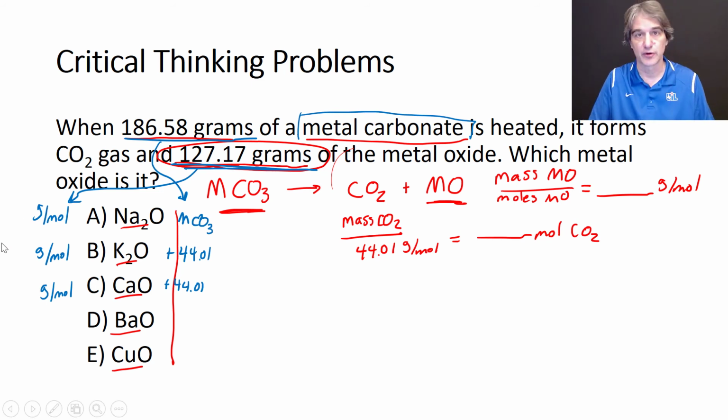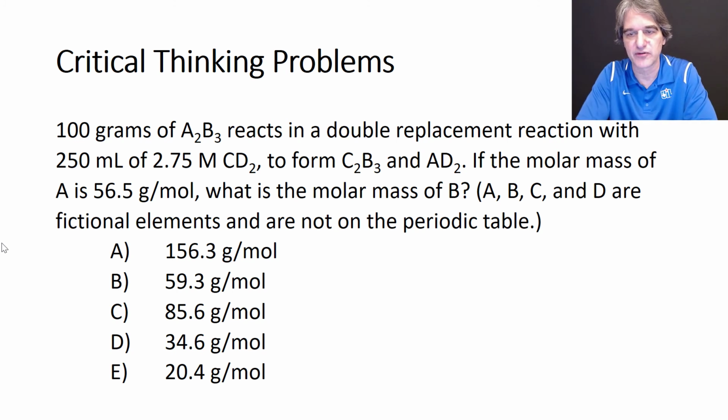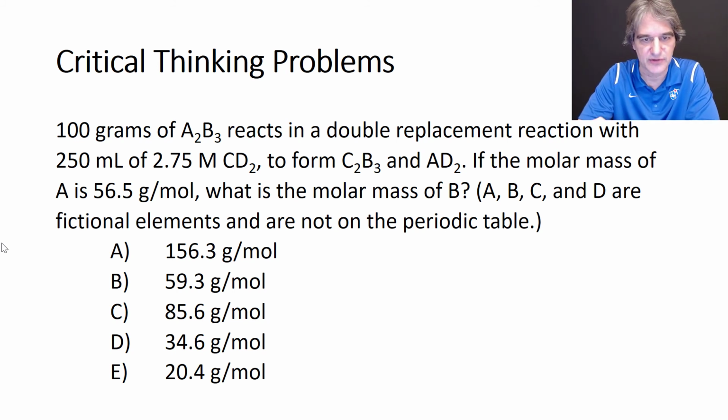Here's another critical thinking problem. This one is still a little bit more thinking. 100 grams of A2B3 reacts in a double replacement reaction with a certain volume and concentration of CD2 to form C2B3 and AD2. So if the molar mass of A is this, what's the molar mass of B? And it says these are all fictional elements not on the periodic table, because the molar masses are not going to correspond to real elements.